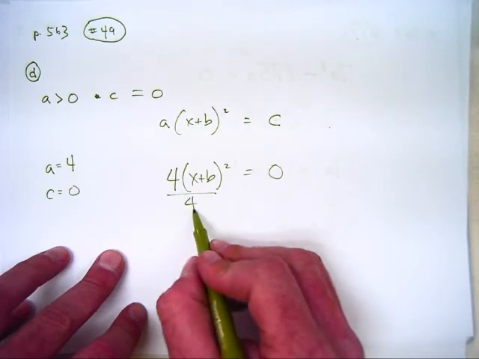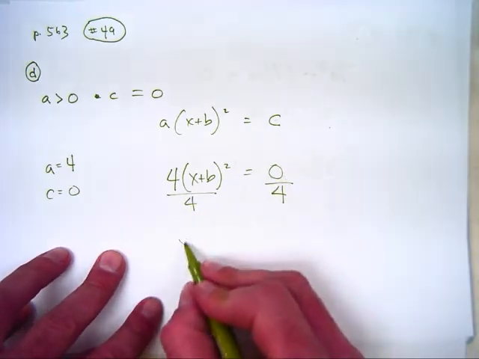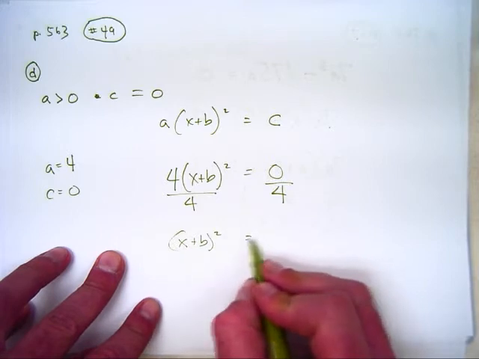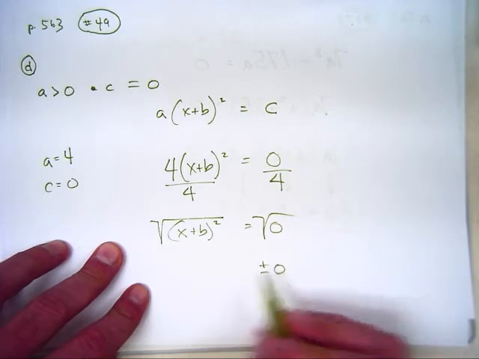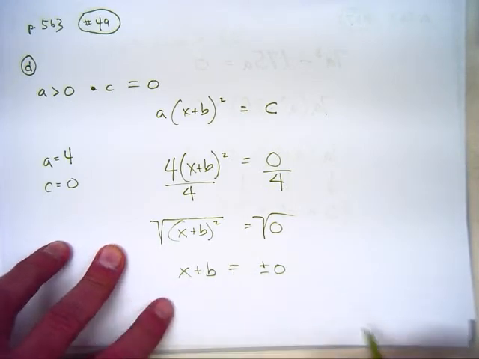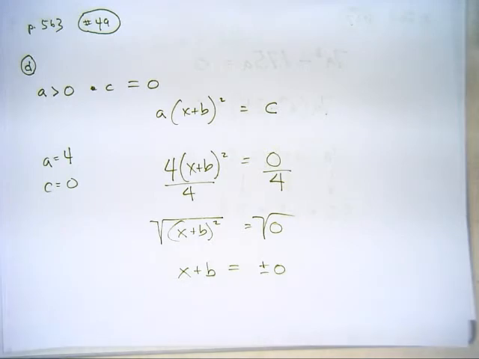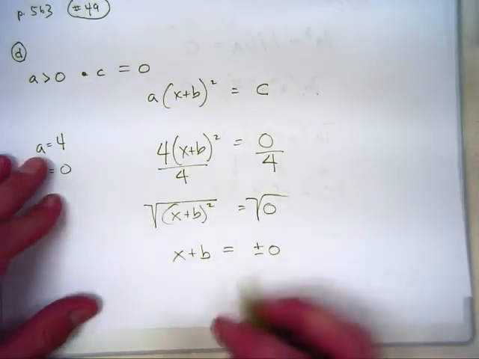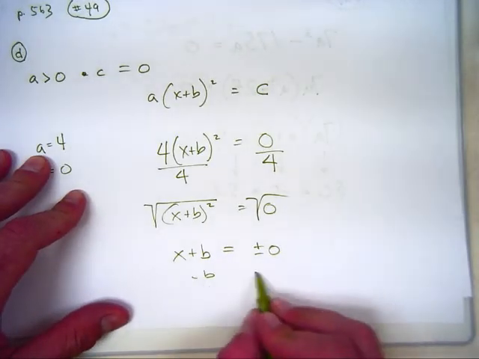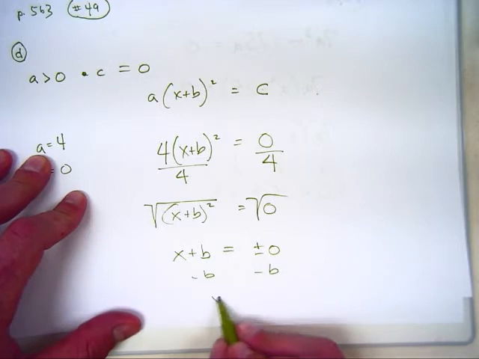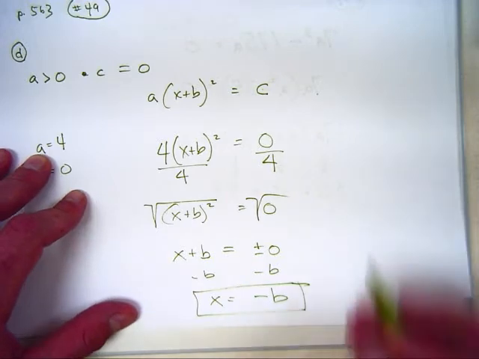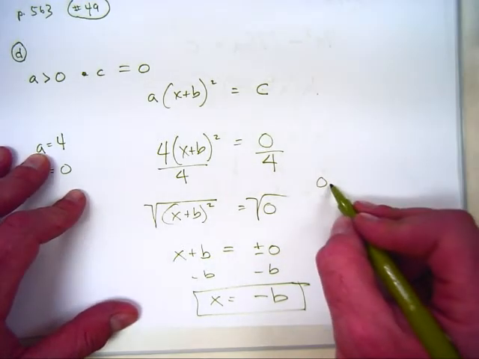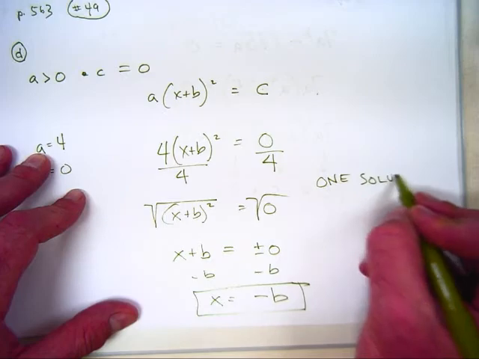If I divide each side by 4, I get a 0 there. So I get x plus b, quantity squared equals 0. When I square root both sides, I'm going to get plus or minus 0 equals x plus b. Positive or negative 0, they're the same thing, because if you add or subtract 0 to something, it's not going to be any different. So when you subtract b on both sides, your final answer is negative b plus or minus 0, but plus or minus 0 doesn't mean anything. So for this one, we're only going to have one solution, negative b. So when C equals 0, we're going to have one solution.